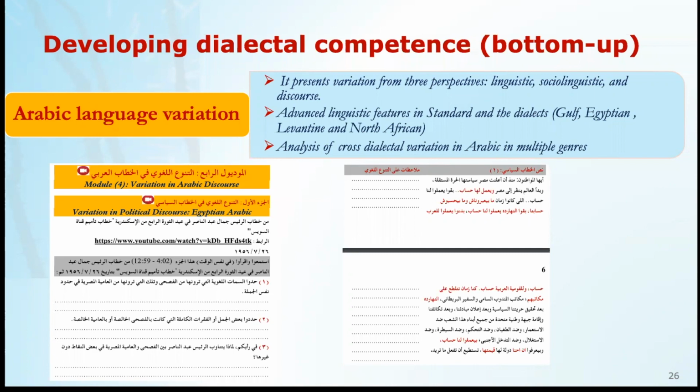And this is basically a common activity that I use. This is a political speech by Jamal Abdel Nasser, which he gave in 1956, where he used Egyptian Arabic and standard Arabic in quite a unique way. It's so common in discourse analysis studies in Arabic. The students were asked to go over the text and analyze the aspects of Arabic language variation and try to think of the discourse purposes behind these mixes or switches.